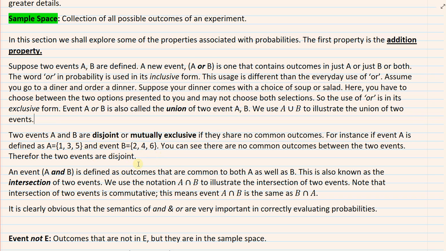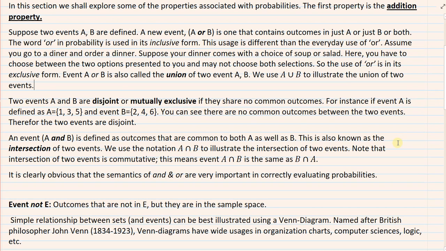Now, once we define these unions, intersections, and in the latter part I have the not E, these kinds of events, for any event, once we define an event, we would like to assess or find the probability for that event. So that's kind of where we're going with this. As I have it, event not E would be the outcomes that are not in E, but they must be in the sample space. Okay. And that would be event not E.